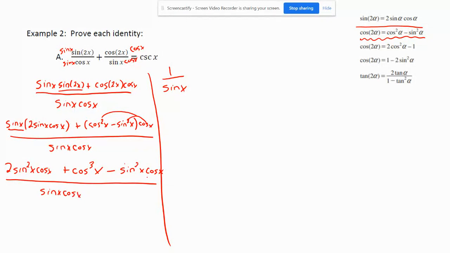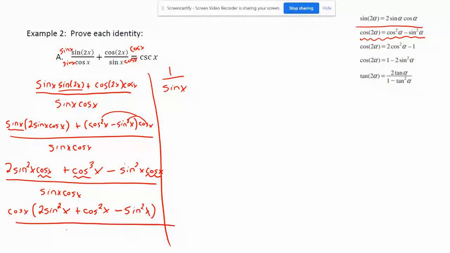The step we're going to do next is we have a common factor of cos x in all 3 of these terms over here. Okay, so we have cos x, and we're left with 2 sine squared x plus cos squared x minus sine squared x all over sine x cos x, and this cos will cancel out with this cos over here. And I got to kind of finish this side over here, guys, because I'm running out of room.